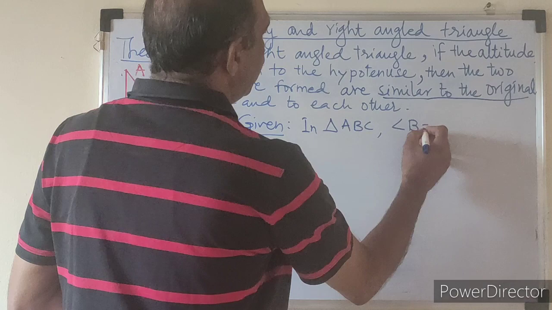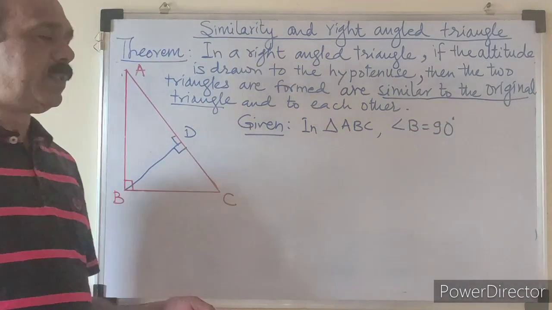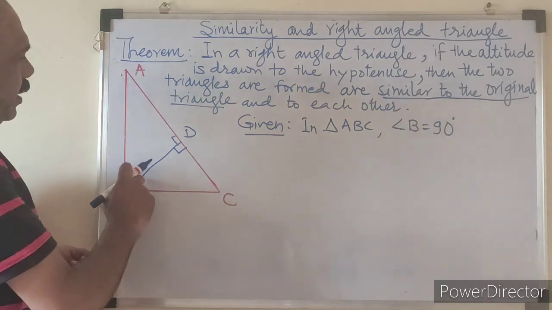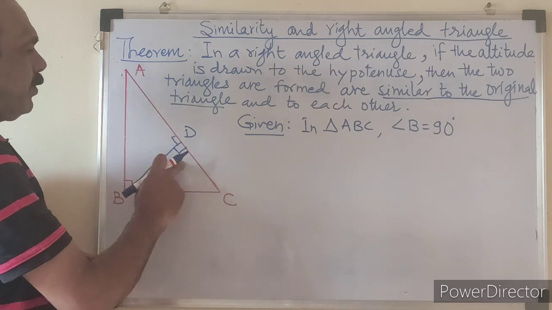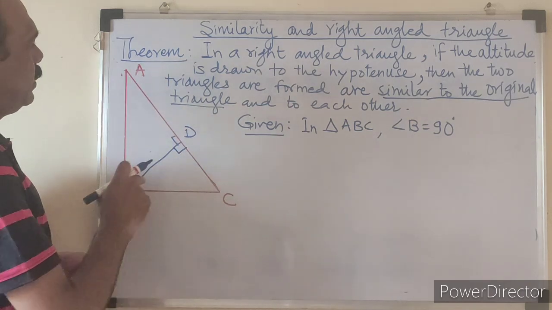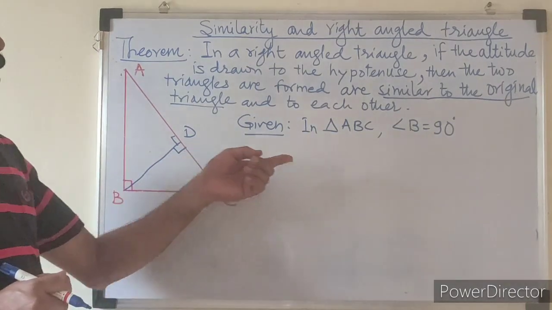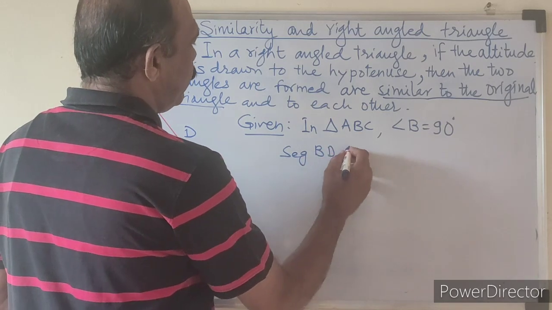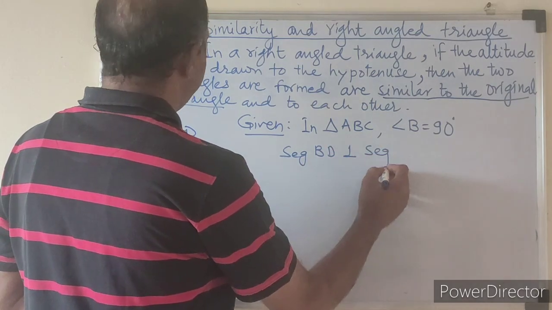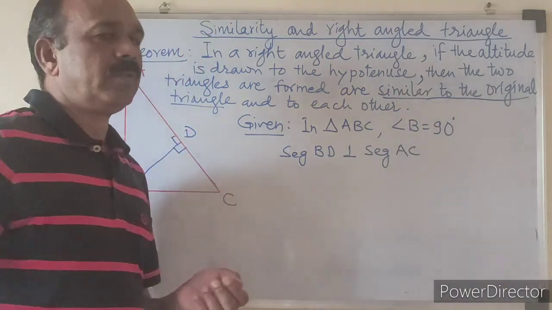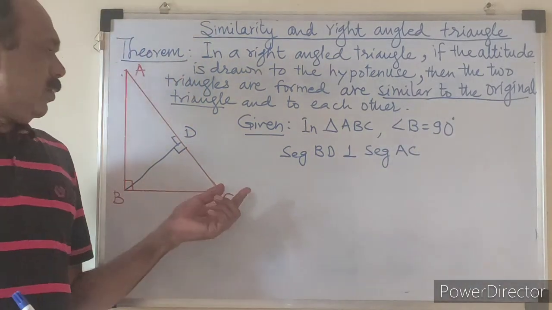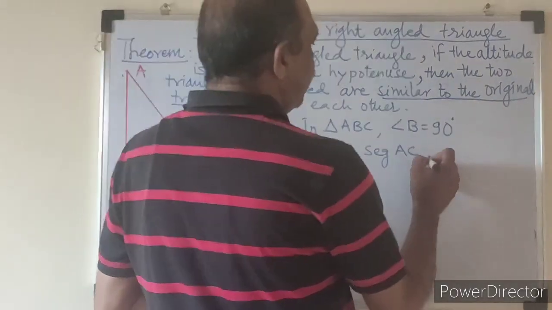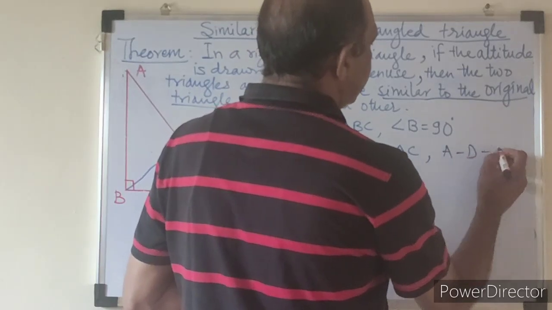angle B is equal to 90 degrees. So one angle is 90 degrees, therefore it is a right angle triangle. Then segment BD, which is the altitude, is perpendicular to segment AC, that is the hypotenuse. So we will write here segment BD perpendicular to segment AC, and D is the point which lies between A and C. So we also mention here, A-D-C.